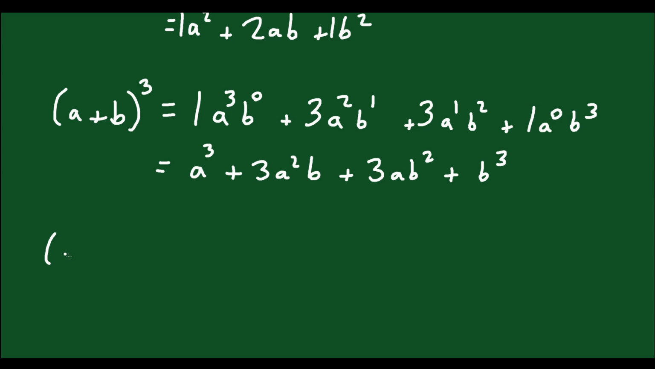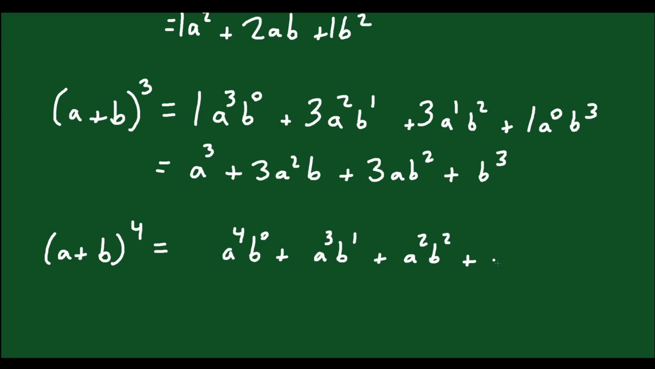Let's say we have a plus b to the 4. So same concept, I'm going to set it up the same way. I'm going to start with a to the 4 times b to the 0 plus a to the 3 times b to the 1 plus a to the 2 times b to the 2 plus a to the 1 times b to the 3 plus a to the 0 b to the 4. So you start with a having the biggest exponent and b having the smallest, and then the b exponents go up, right, until they get to 4, and the a exponent goes down until it gets to 0.